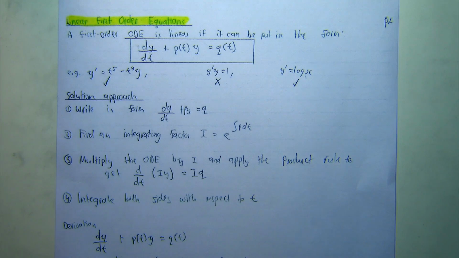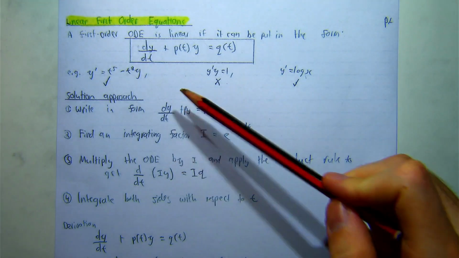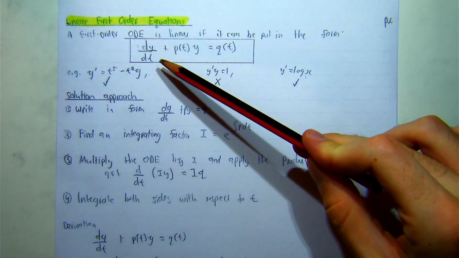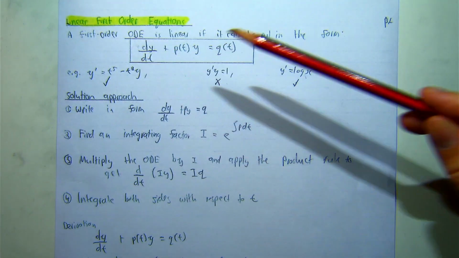All right, so what is a linear first order equation? The answer is in this box on the screen. And it's any ODE that you can rearrange and manipulate to get it into this form. And what is particularly interesting about this form is that the derivative dy/dt stands on its own. There's no coefficient in front of it.